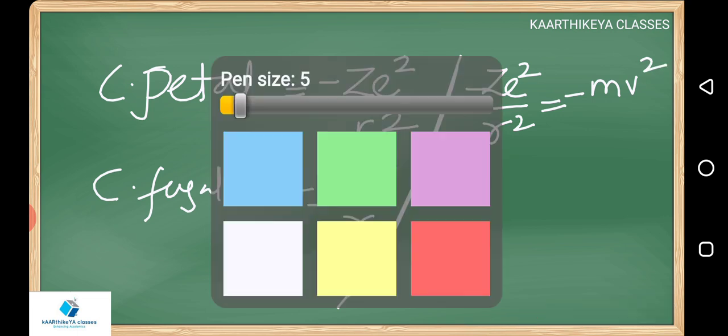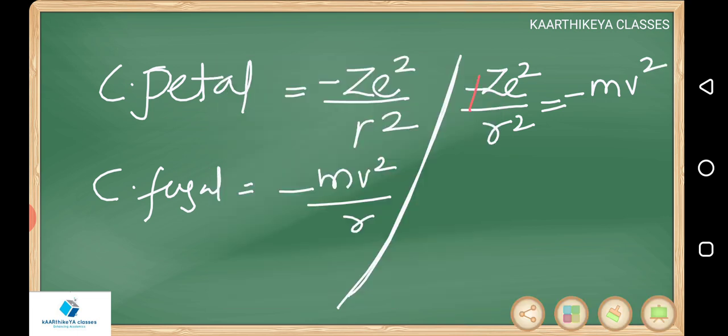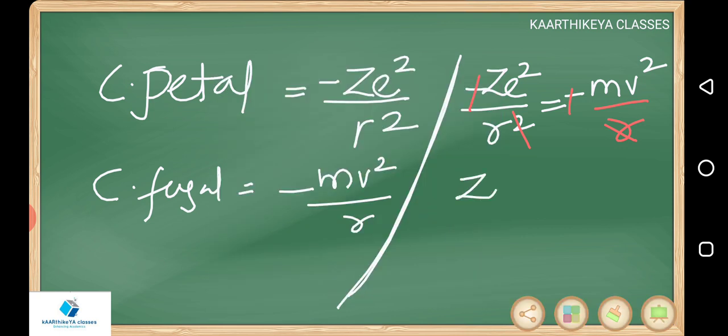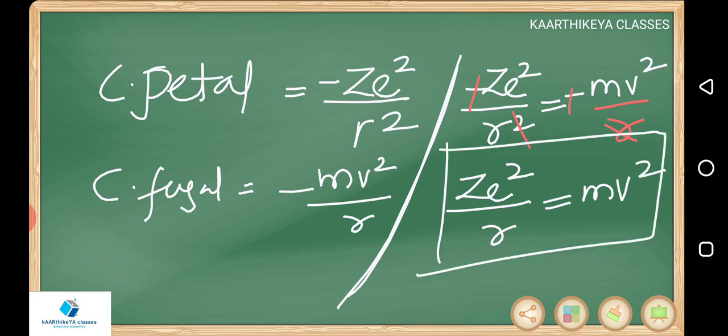So we can cancel the minus term, right? This r also you can cancel. So what is remaining here? Z e square by r is equal to m v square. Remember this formula, we use it in the energy expression also. Z e square by r is equal to m v square.